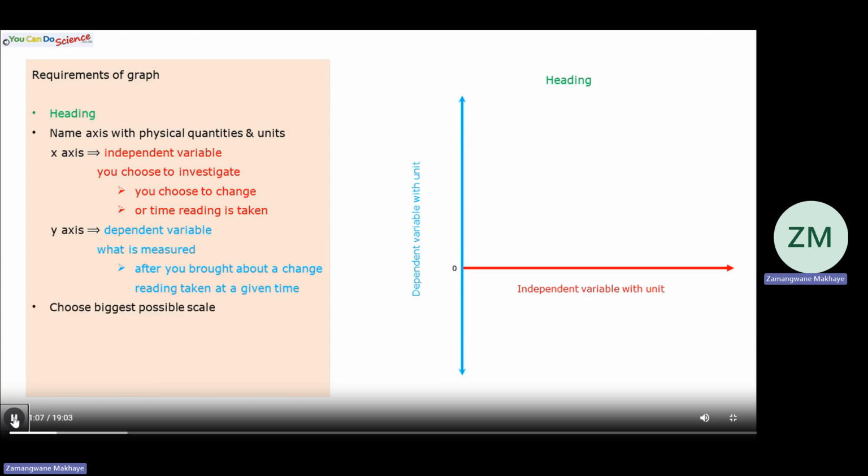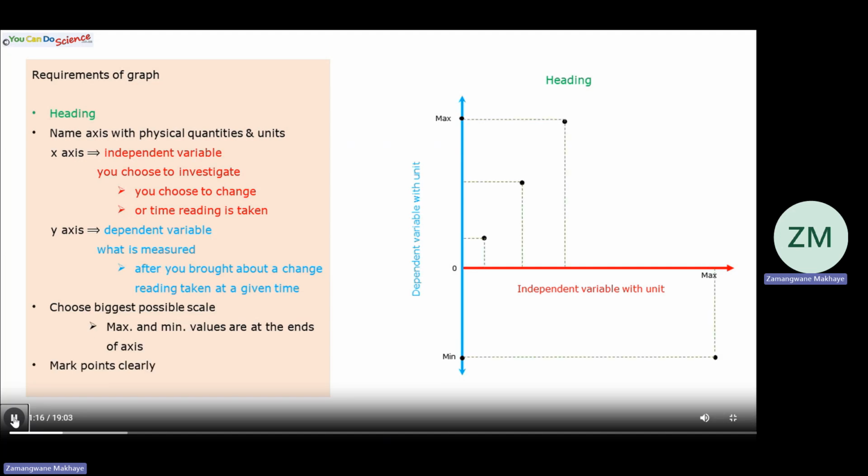Choose the biggest possible scale that you can fit on your paper, so that the maximum and minimum values are at the ends of the axes. Mark the points clearly. Draw the best fit graph.